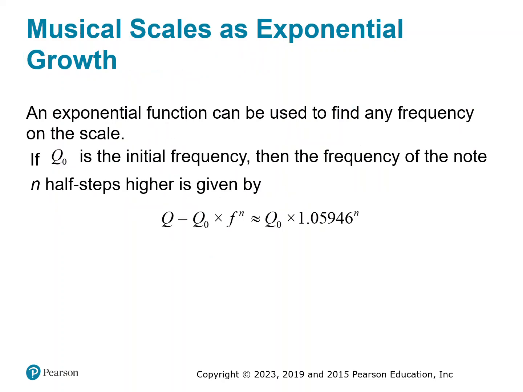We could instead use an exponential function to find any frequency on the scale. Notice that if Q sub 0 is the initial frequency, then the frequency of the note n half steps higher, Q, is the frequency we're looking for, and that's going to be Q sub 0, our initial frequency, multiplied by our multiplication factor to the power of n. We know that multiplication factor was 1.05946, the 12th root of 2. That's going to be multiplied to the power of n times our initial note.